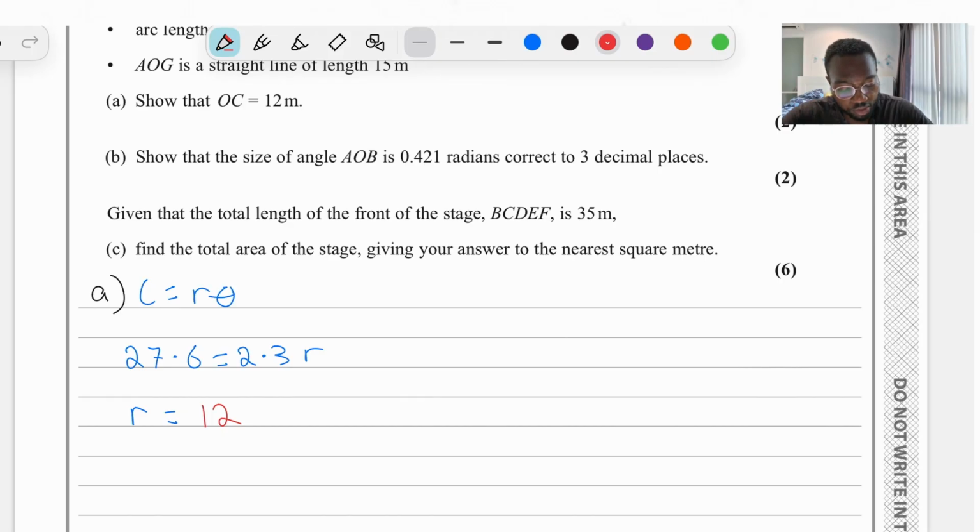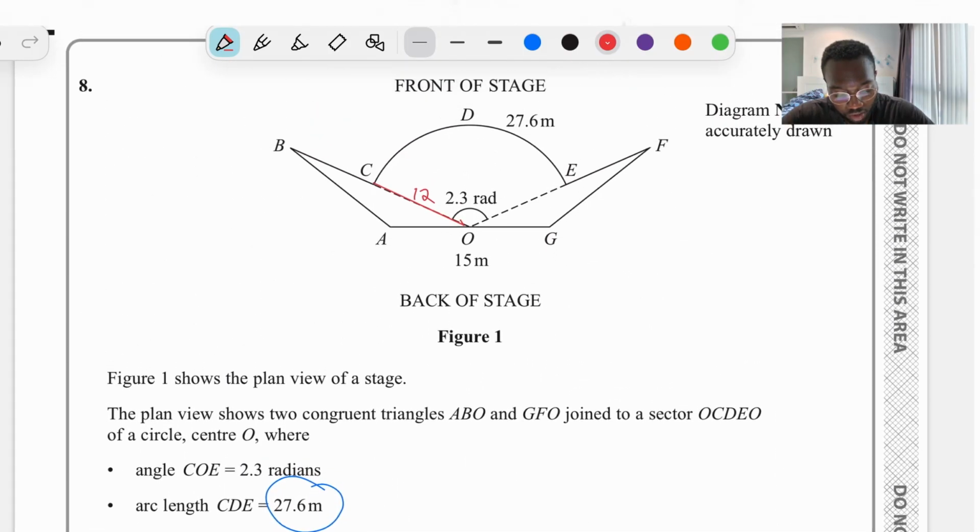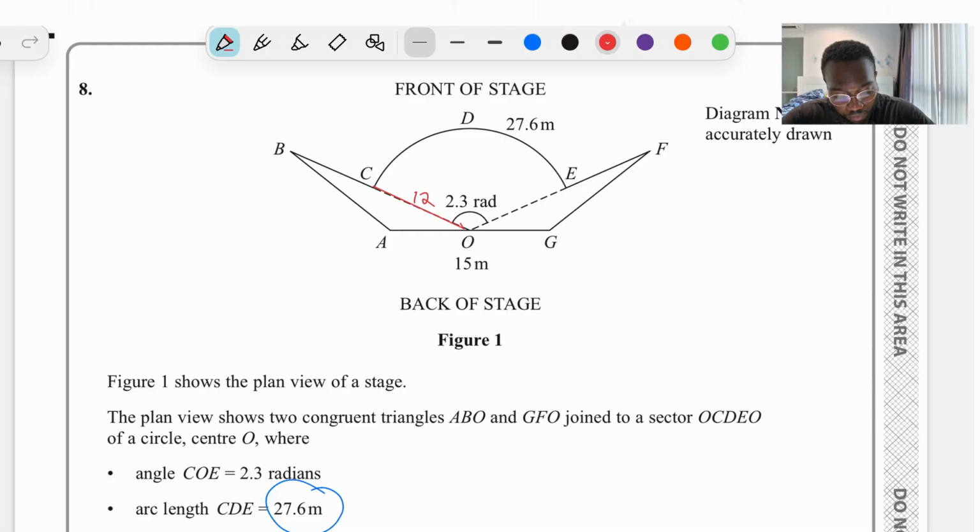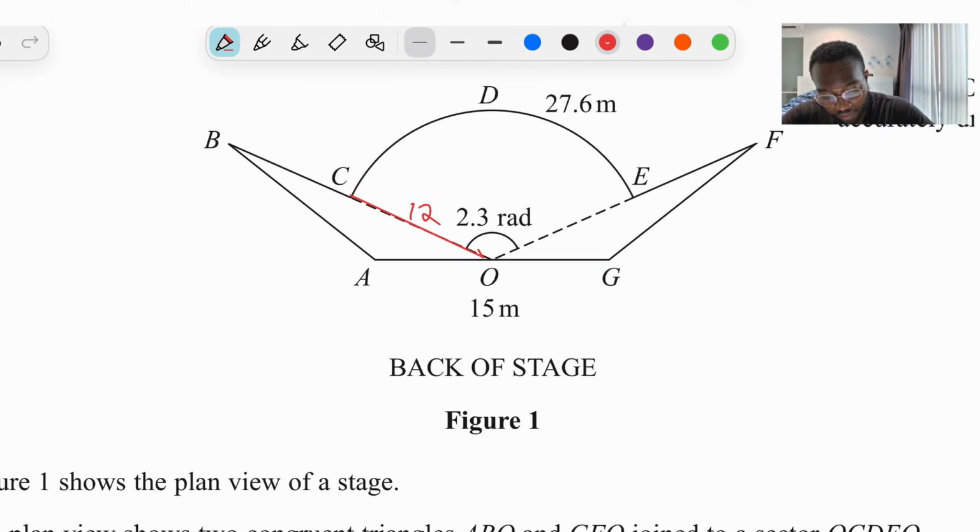For part B, we show the size of angle AOB is equal to 0.421 radians correct to 3 decimal places. So angle AOB, that is this angle here. That is the angle we want to find out. Let's call this theta. How can we work out that angle there?